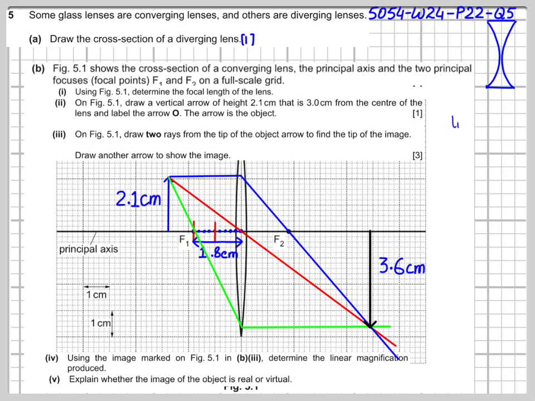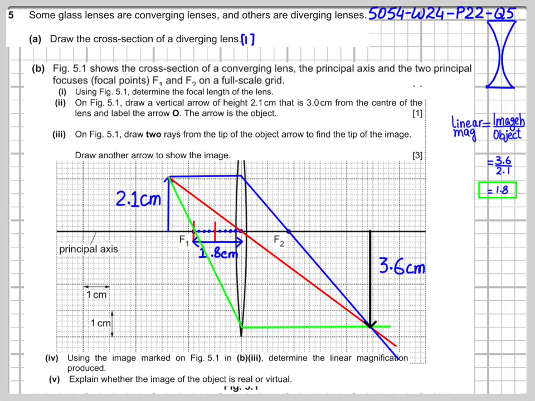You need to find linear magnification. Now what is linear magnification? It's image height upon object height. So it's 3.6 over 2.1, that's approximately 1.8. It does not have any unit because it's a ratio.